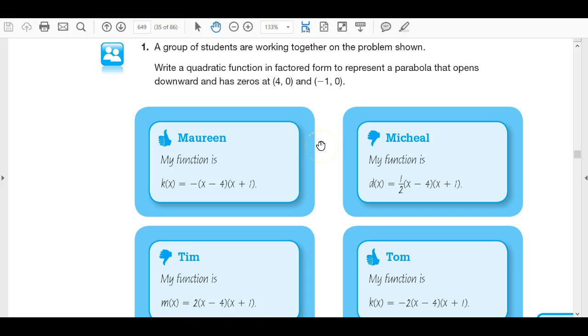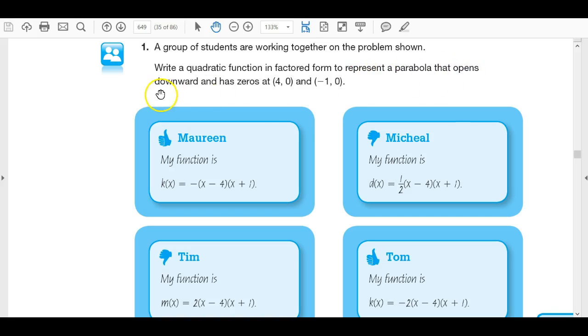And what you'll remember is that a number of things. Factored form means that we're going to be writing it in the form of f of x equals a times (x minus r)(x minus r again). And so what we have to do is think about a couple of different things.